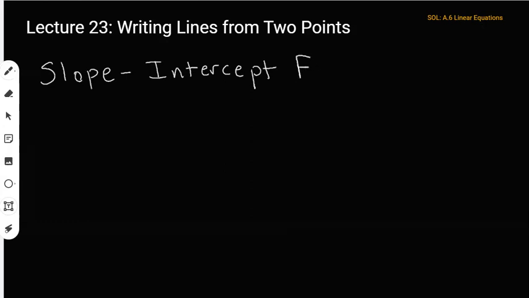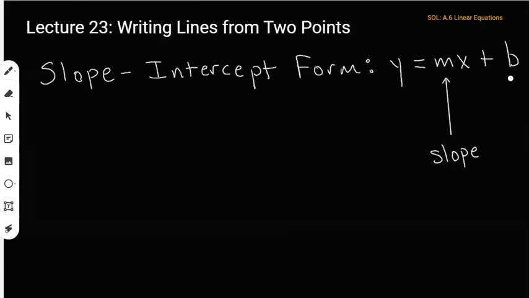So slope-intercept form is going to be y equals mx plus b. X and y are going to be variables, but m is going to be a number. M is going to be the slope. And then b over here is going to be the y-intercept.